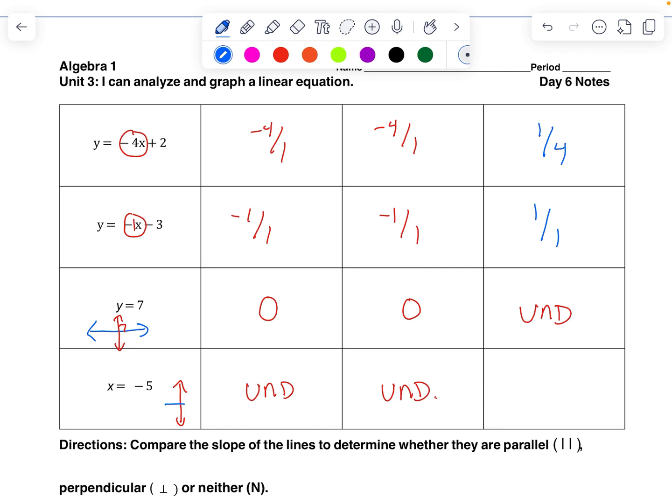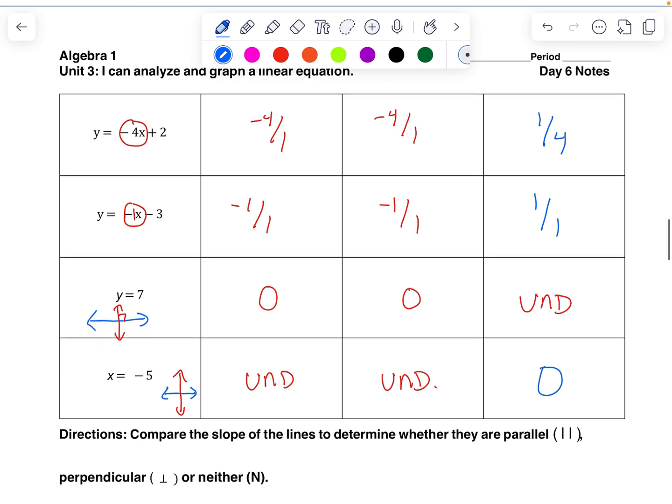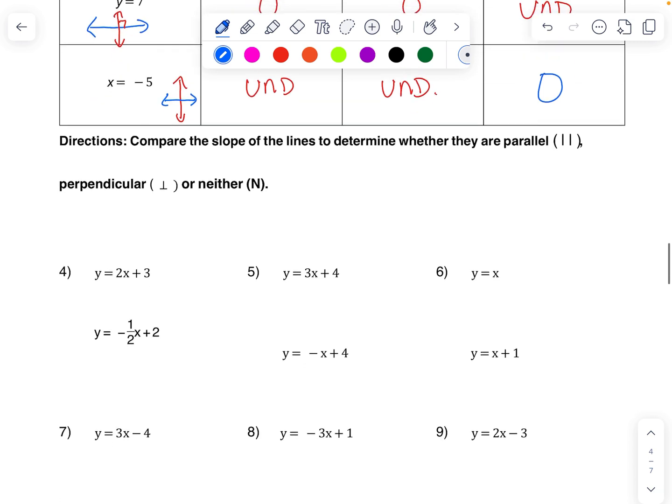If I put a horizontal line right through it, again, I'm creating a 90-degree angle. So that would be a perpendicular line to the red line. What is that blue line slope? 0. So for perpendicular, 0 and undefined are perpendicular. Okay? All right, last part here.